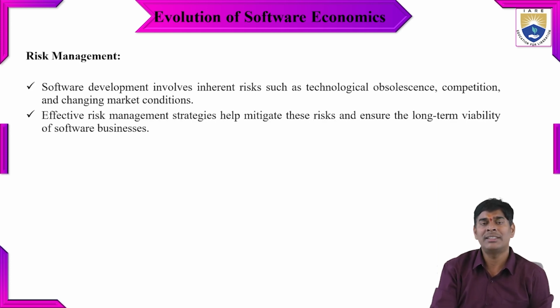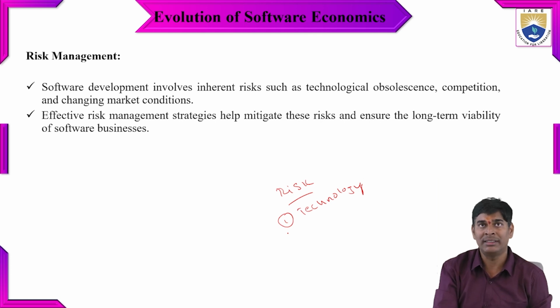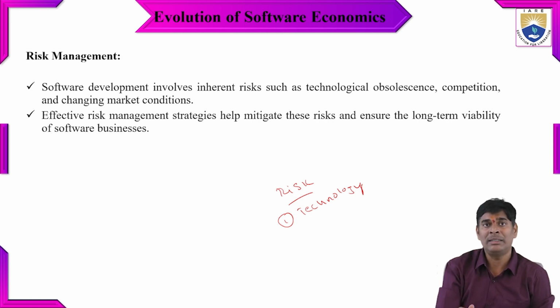And the last one is risk management. Software development involves inherent risks such as technological obsolescence, competition, and changing market conditions. Here they mainly verify the different types of risk that can happen during software releases and what new technology they are going to adopt. Based on the technology, they check what the competition is, so that software development is impacted only with different types of mitigations and migrations.